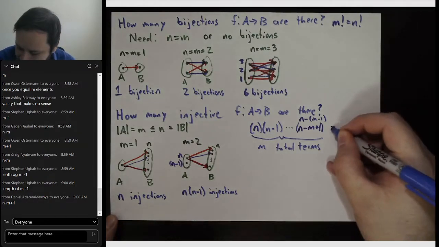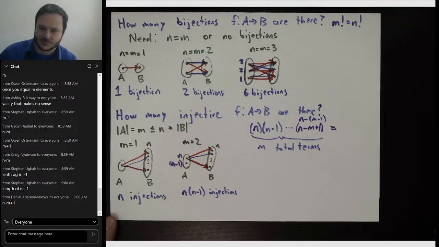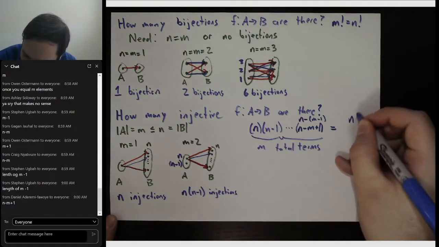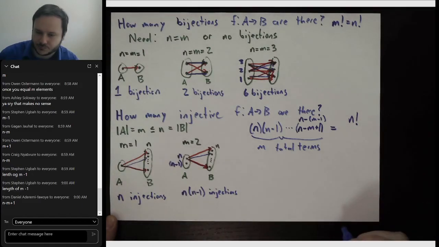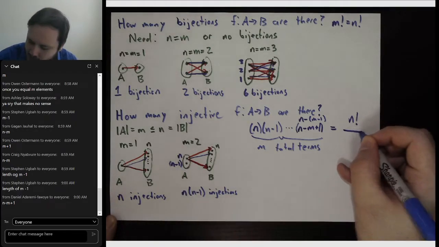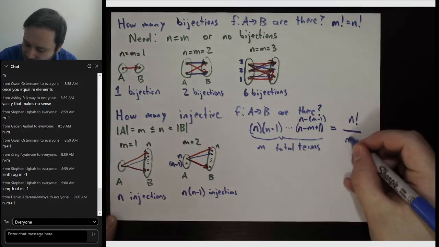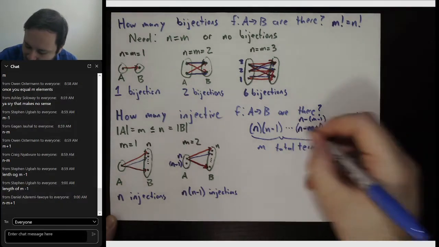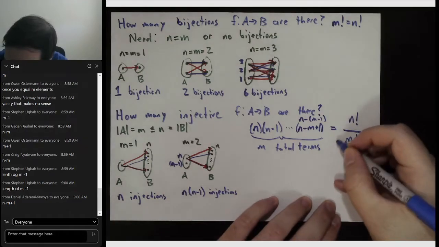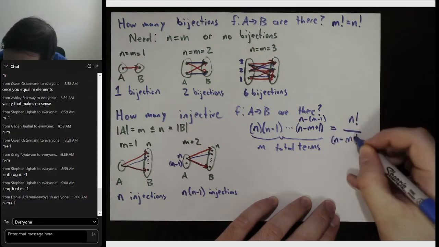And I have a really nice way of writing this. It looks like n factorial, but I don't keep going. I'm canceling out everything from n minus m on downwards. So I'm dividing by, sorry, not m factorial, n minus m factorial.